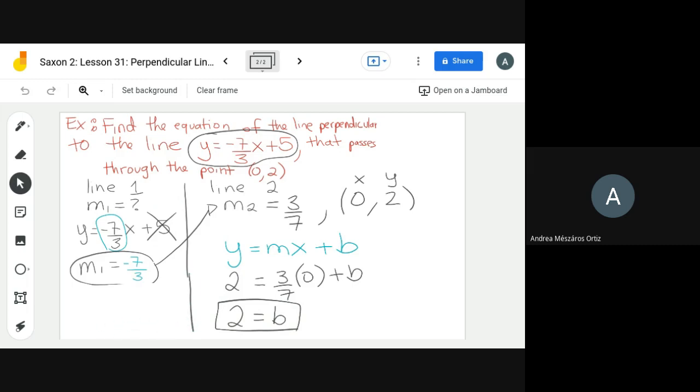And so my final answer, remember, we always have to write our final answer, is going to be the equation using the m2 and the b that we found. And that would be the exercise. Okay? All right, you can try your exercises now from the practice.